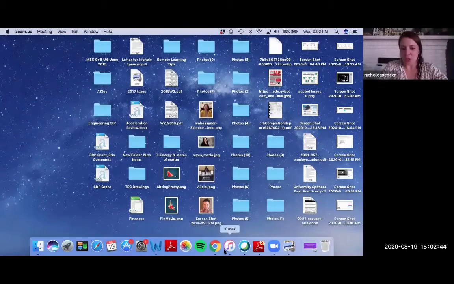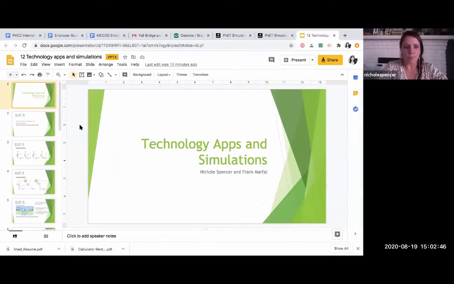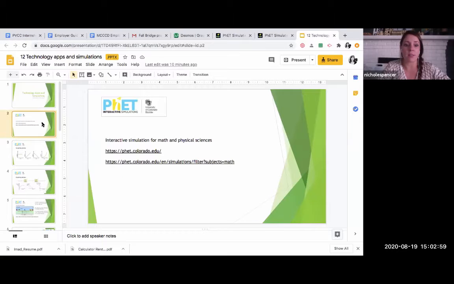Let me see here. Okay, so we're going to share just a few tech apps and simulations. So one you've probably heard of or used before that I use all the time in physics is PhET.